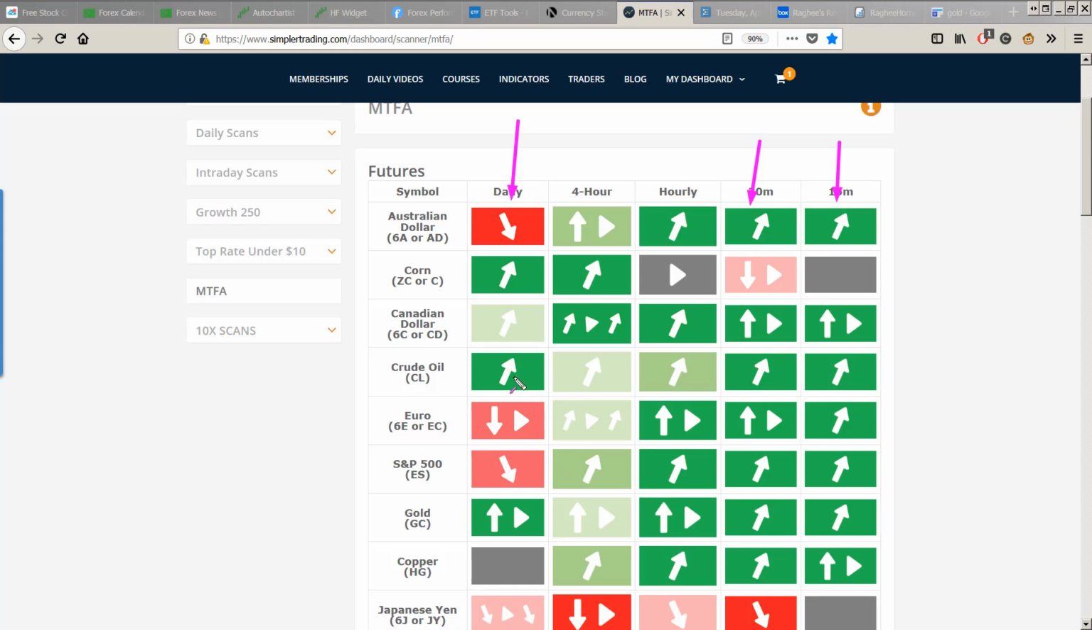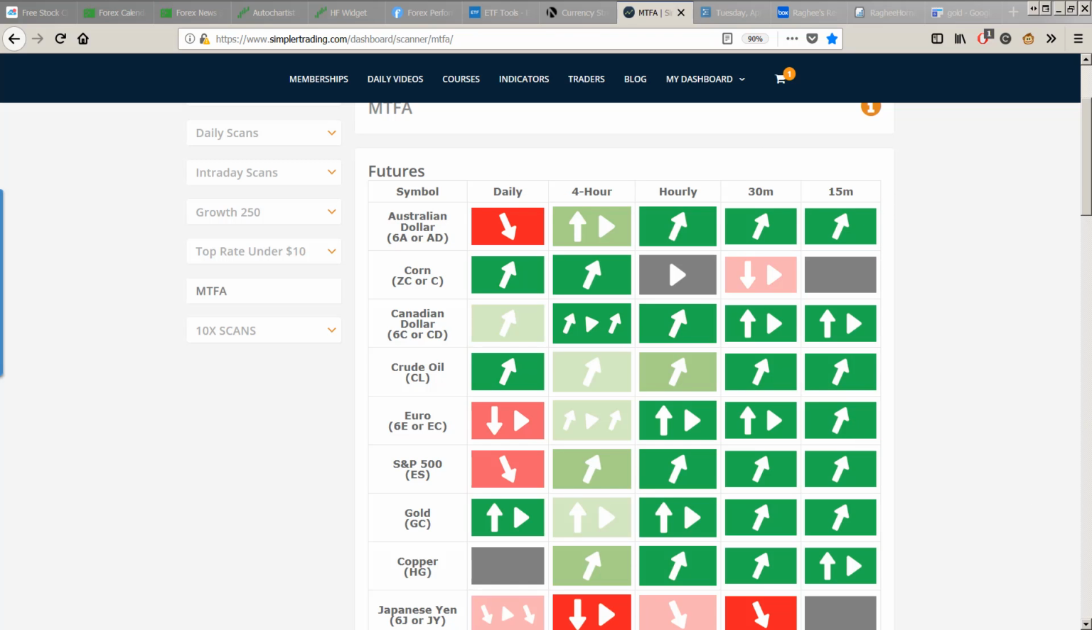If I have green here, I would prefer to see red, something like what we see a little bit in corn. I don't mind the neutral, which is what we have here, but I prefer to see green versus red, red versus green. So let's go through this list and I'll show you what I mean.